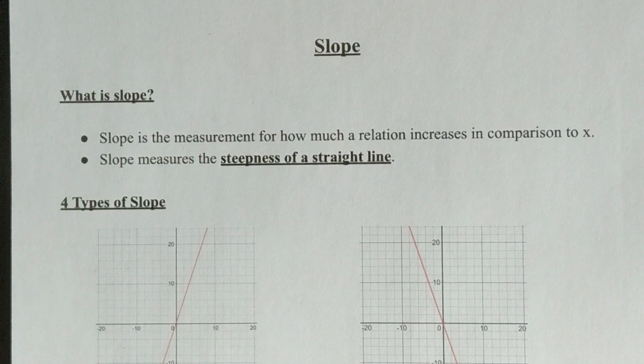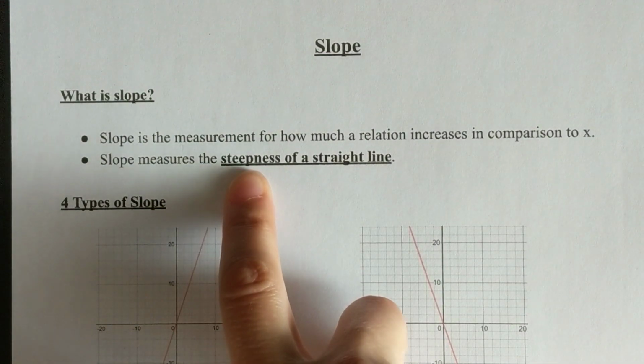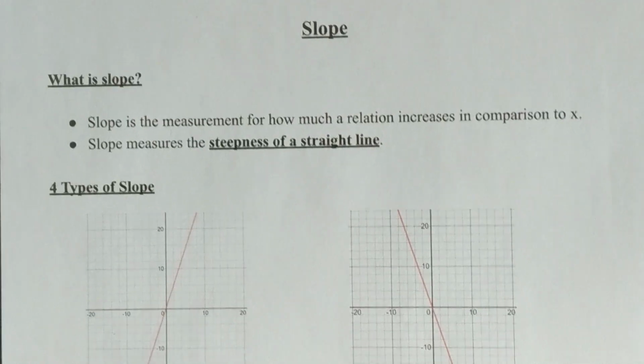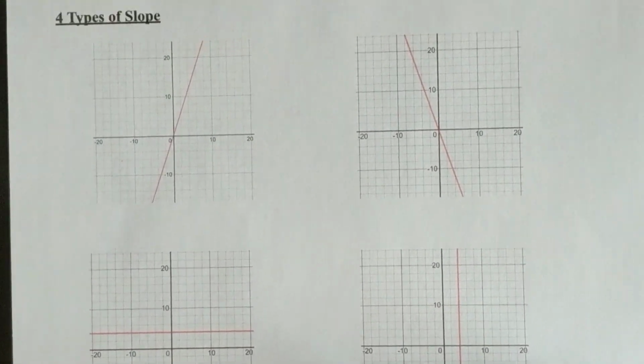Slope is the idea of basically as numbers on your line increase in the x direction, how much are they increasing in the y direction? A more regular term version of this is we're measuring the steepness of a straight line. So we're taking any straight line. How steep is it? We're going to look at 4 types of slope here.